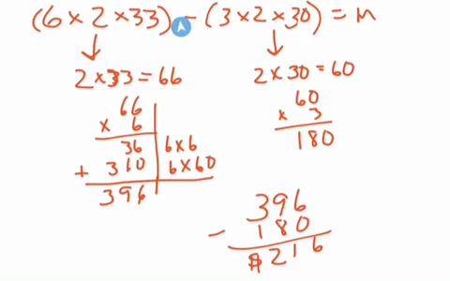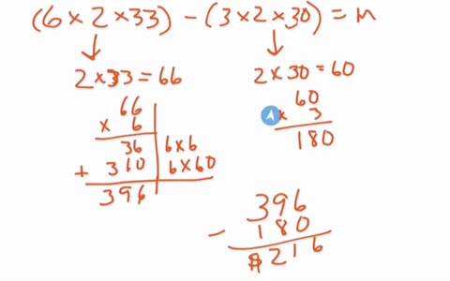6 times 2 times 33. So I would start with the 2 times 33. I know that 3 times 2 is 6, so I can easily do this to be 66. Then I'm going to take that 66 times this 6, and I can do that with the partial products that I know pretty quickly, right? So hopefully you saw that that would equal 396.